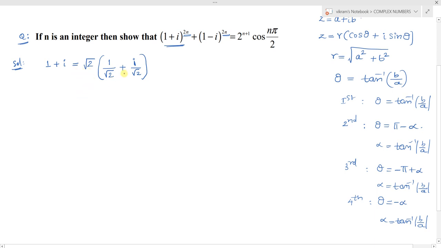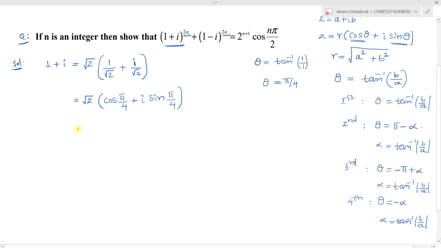So we have √2, and 1/√2 and 1/√2 we have to express as cos θ + i sin θ. Here θ, since 1 + i is in the first quadrant, is tan⁻¹ of the imaginary part by the real part, 1 by 1, which equals π/4. So we can write cos(π/4) for 1/√2, plus i times 1/√2, which is i sin(π/4). So 1 + i.